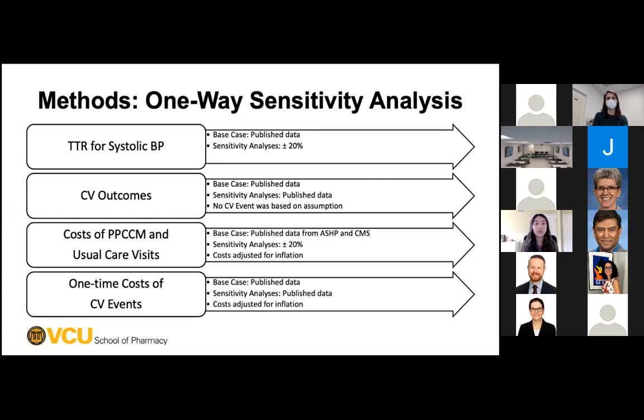So for TTR for systolic BP, the base case was from published data, and we did the sensitivity analysis of plus or minus 20%. For CV outcomes, both the base case and sensitivity analyses were from published data. And then the no CV event was based on assumption. And then cost of PPCCM and usual care visits, the base case was from published data from ASHP and CMS with the sensitivity analyses of plus or minus 20%, and costs were adjusted for inflation. And then for the one-time cost of CV events, both the base case and the sensitivity analyses were from published data, and also, once again, the costs were adjusted for inflation.